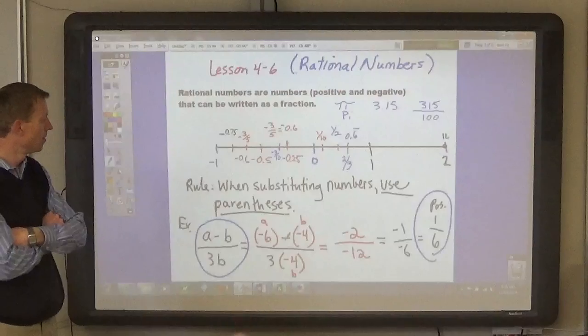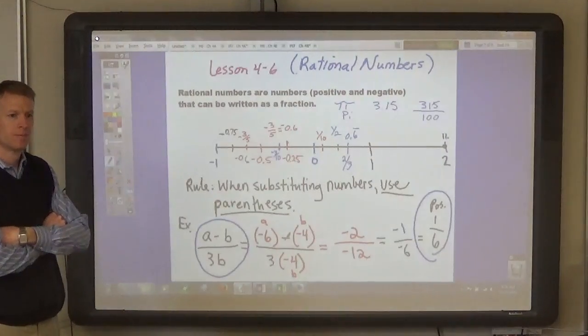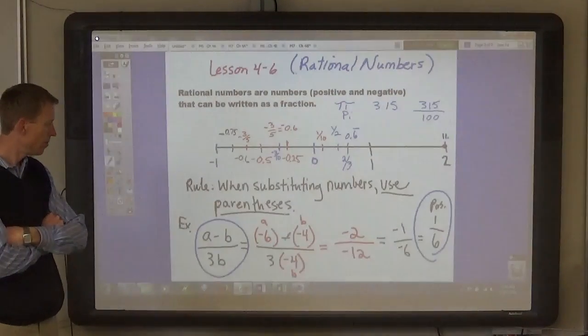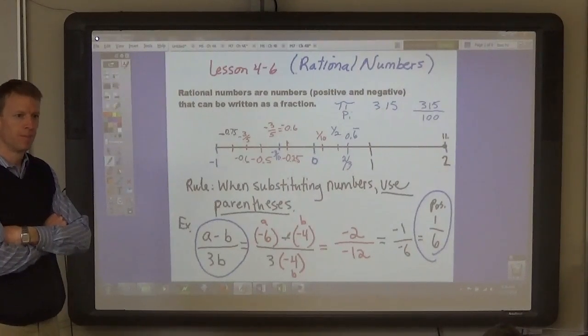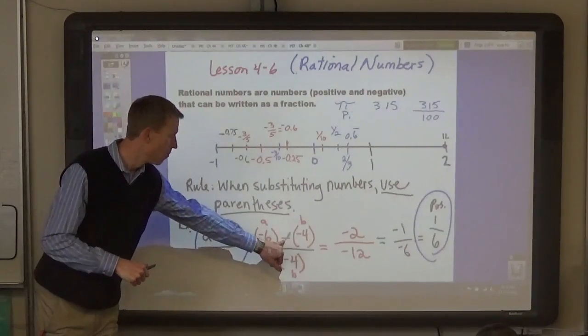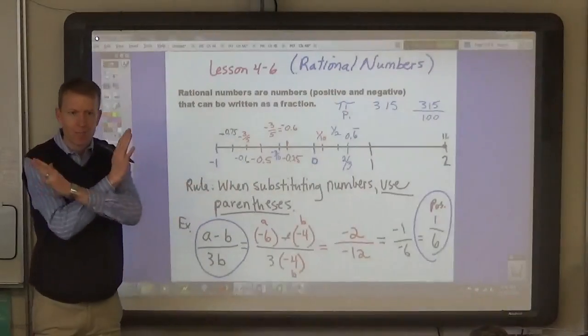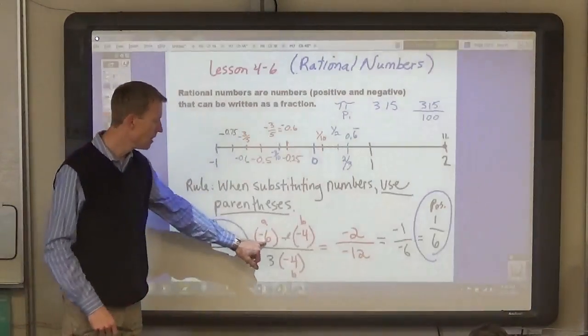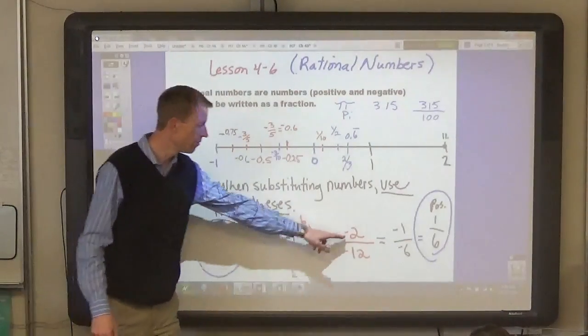Max? Because you changed the minus and the negative 4 to plus 4. Yep. Exactly. Minus minus equals plus. So this is negative 6 plus 4, which is negative 2.